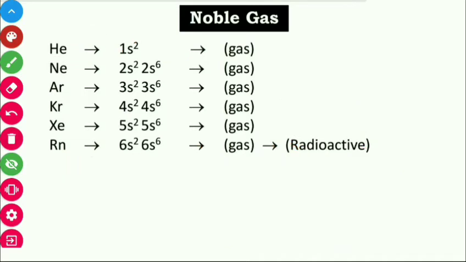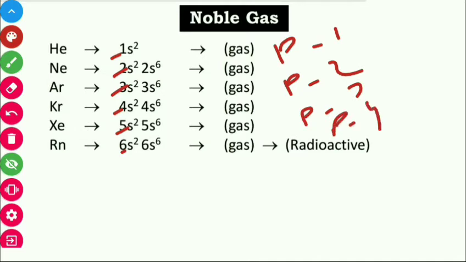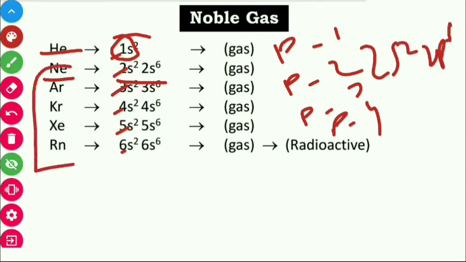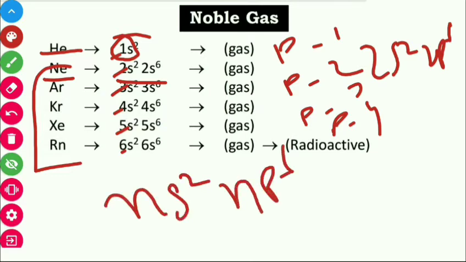Now what are these numbers 1, 2, 3, 4, 5, 6? They are just the period numbers: period 1, period 2, period 3, period 4. Helium is situated in the first period, so its electronic configuration is 1s2. Neon is situated in the second period, so its electronic configuration is 2s2 2p6. From neon to radon, all the elements have electronic configuration ns2 np6. And this n is the period number.